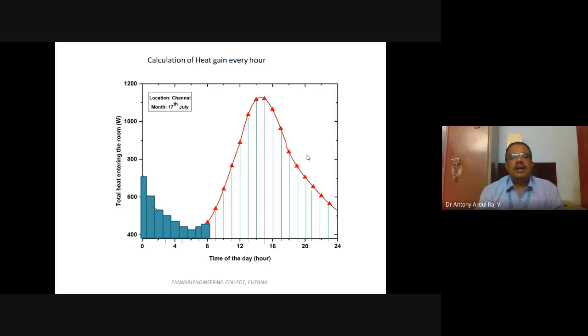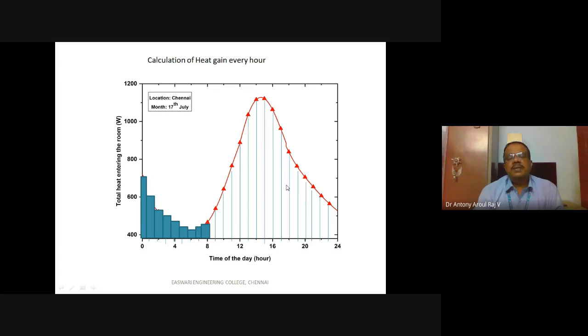You are calculating for every one hour, so it will look like rectangles. If you are finding the area under this curve, what do I get? The energy. The area under this curve is the integral of P dt, power into time. So everything gives me the energy. Or simply, it is very easy to understand: value into the corresponding time, and I get the energy.